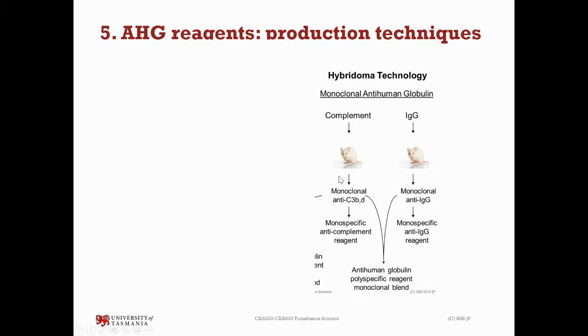Okay, so we have one mouse that's injected with human complement, and then, as I said, the spleen is harvested, and then the B lymphocytes are bound to myeloma cells, and we get our monospecific reagent that way, or we inject IgG, human IgG, into a mouse and again harvest the spleen, do the same thing. So we can get our monoclonal monospecific reagents that way, and we can also have a monoclonal polyspecific reagent just by mixing these two reagents or these two products together.